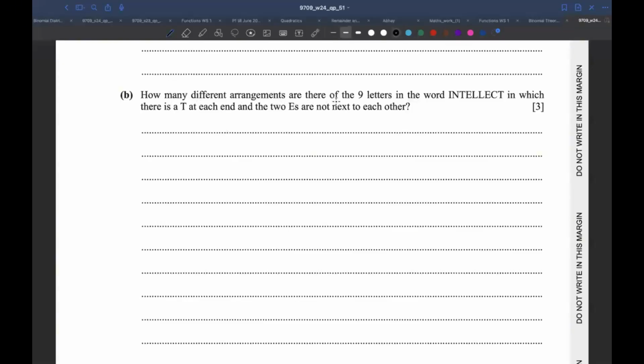In part B, it says how many different arrangements are there of the 9 letters in which there's a T at each end. So I will just add a T over here. And the two E's are not next to each other. Now, how many places do we have? 1, 2, 3, 4, 5, 6, 7, right? If the two E's are not next to each other, the E can be over here too: 1, 2, 3, 4, 5, 6, 7, 8. Now, these two E's can be put in two out of these 8 places.